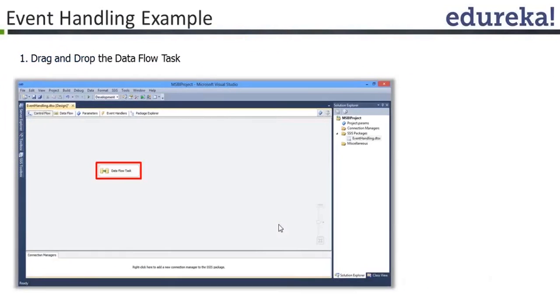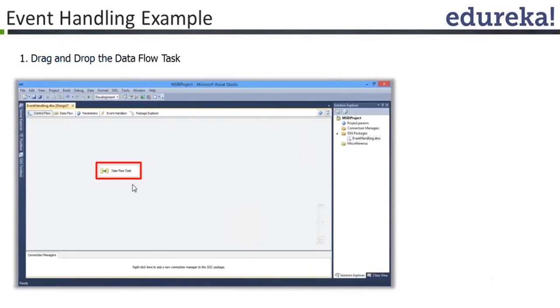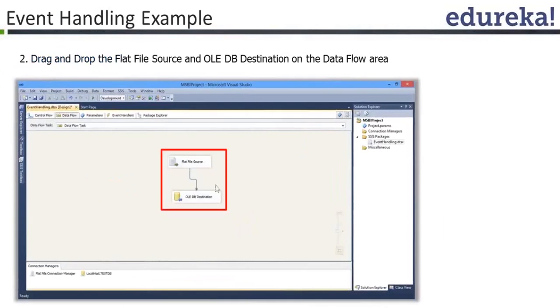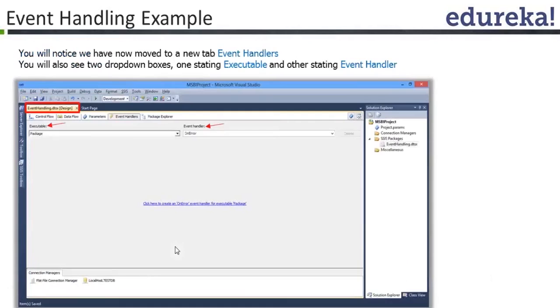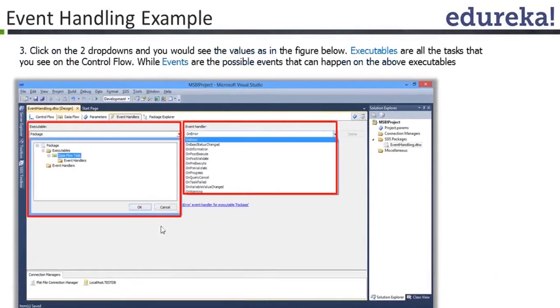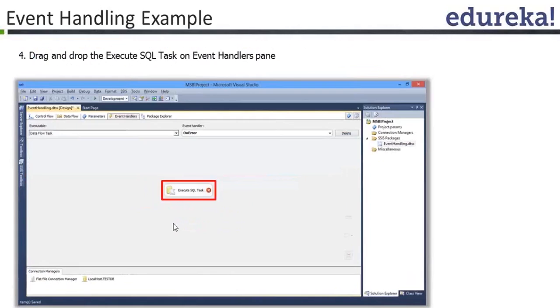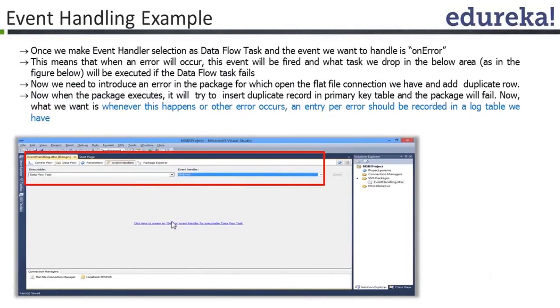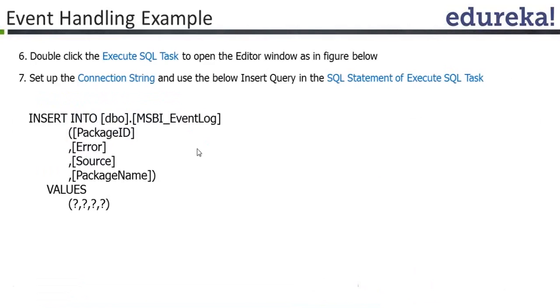Right. So just to give you some background, you understood the problem statement. What we did is, we created a data flow task. We created a flat file source, right? And this is the source file we have, and it was giving some error. Now what we are doing is creating an on error event, and we want to handle that particular thing, right? And we have just created a MSBI_events log table.